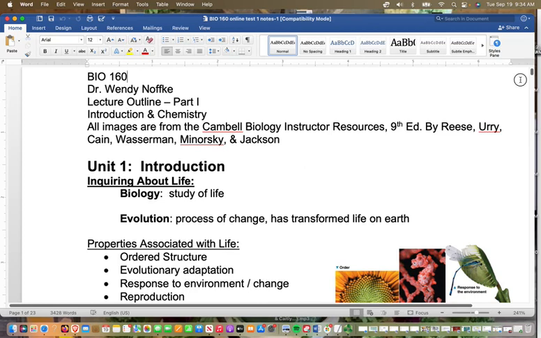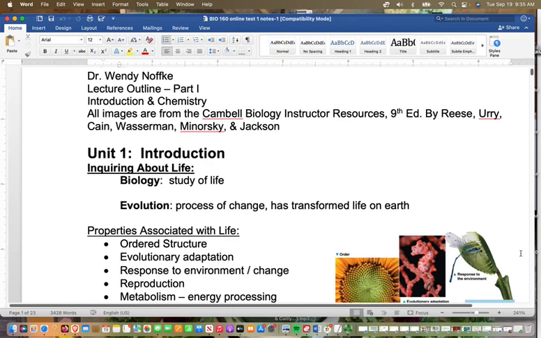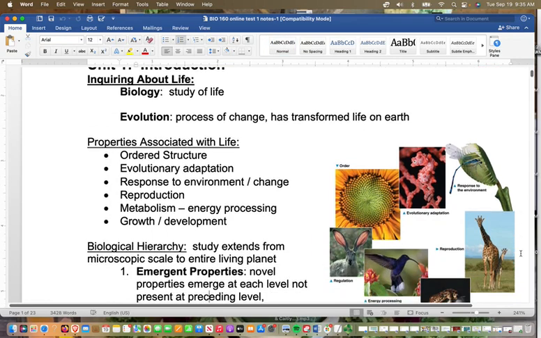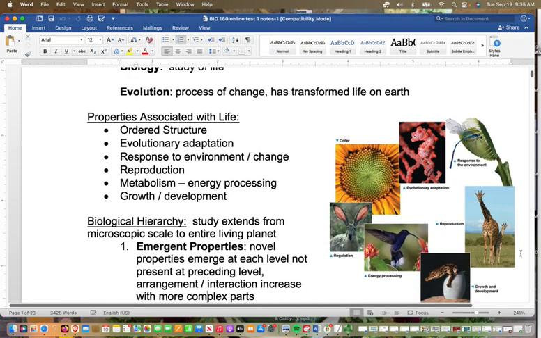So when we look at things that are alive, there are some properties that are associated with living things that we want to consider. So living things are always going to have an ordered structure. Things are not random. So when we look at this sunflower here, for example, it's not random where the petals are around the outside. Things are in order and every flower is going to look similar.